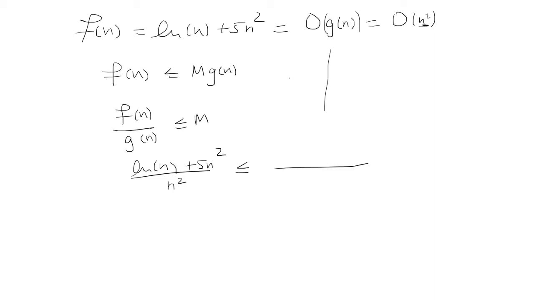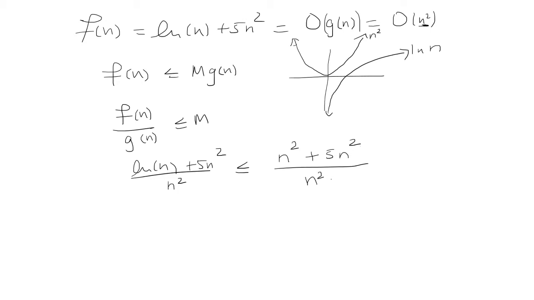So let's look at a graph to convince you of what's happening. Okay, so here's ln of n, and here is n squared. If you look at the difference between n squared and ln of n, well, n squared is always bigger than ln of n. So if I want to find something bigger than ln of n plus 5n squared, I can say that n squared is bigger than ln of n, and then I'll just keep 5n squared the same. And then I'm going to divide everything by n squared. n squared plus 5n squared is 6n squared. That's over n squared, which is 6.